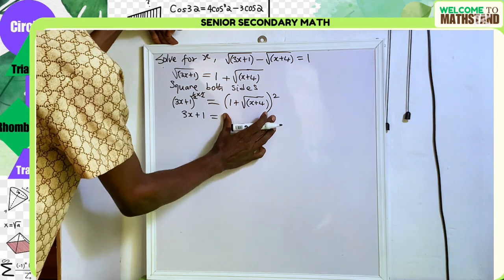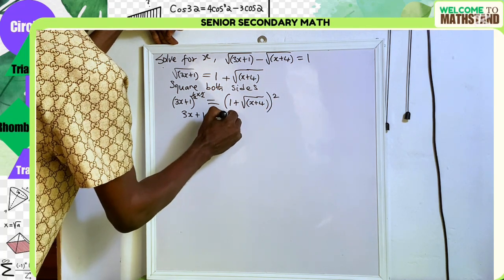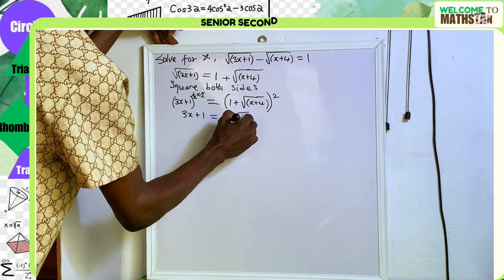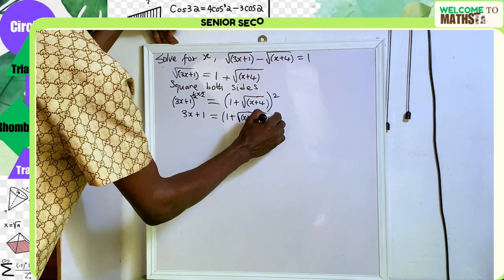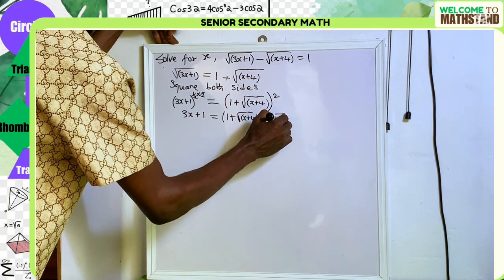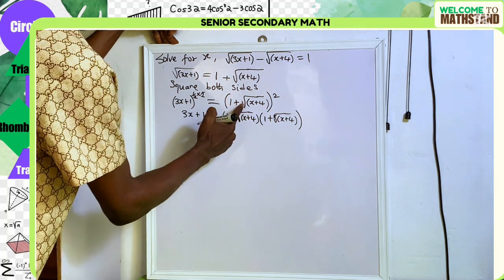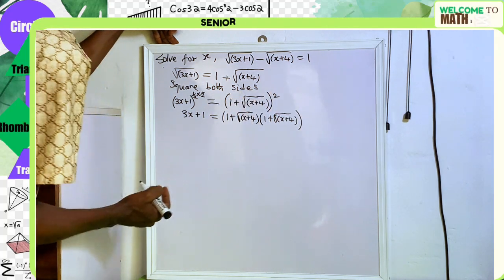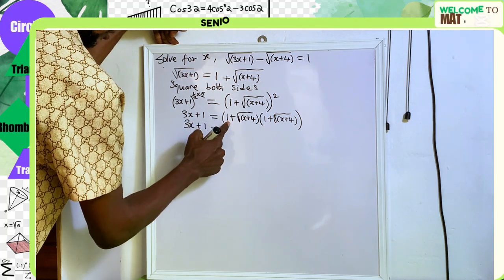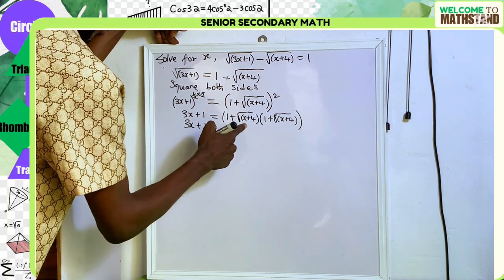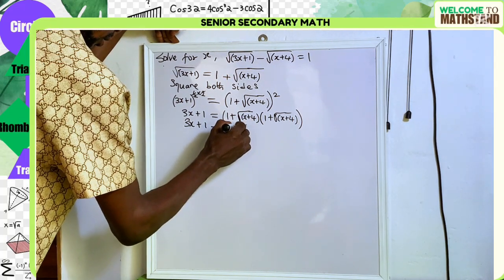Here it is squared, so that means we can do this like 2 times. And it will be 1 plus square root of x plus 4, 1 plus square root of x plus 4. That's 2 times. That's what it says. This square. So from here we have 3x plus 1. Now the 1 we use to multiply everything, and also use this to multiply everything. So let's just put it that way so that others will understand.